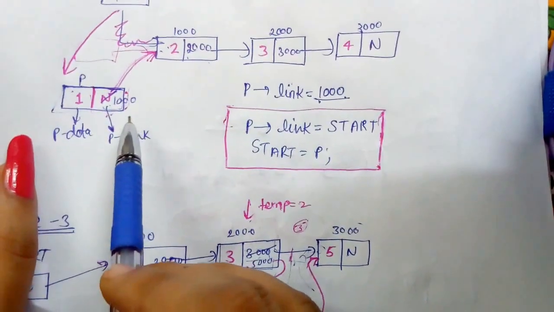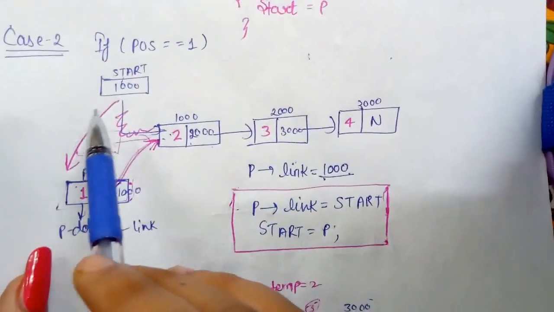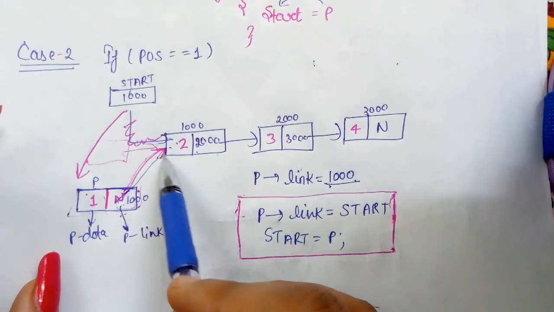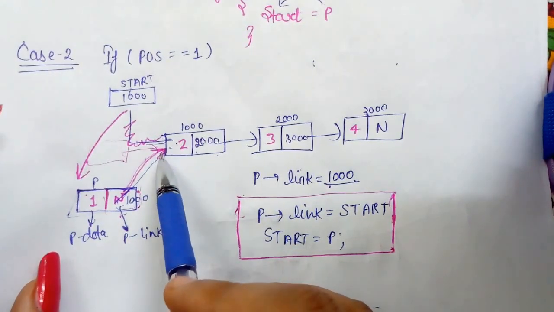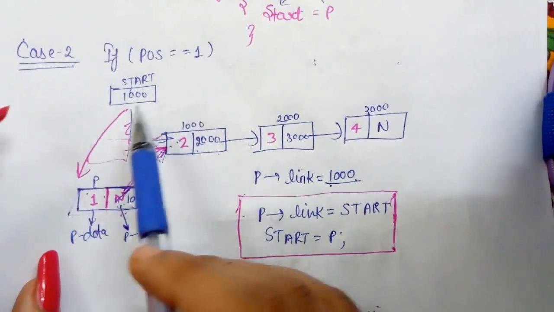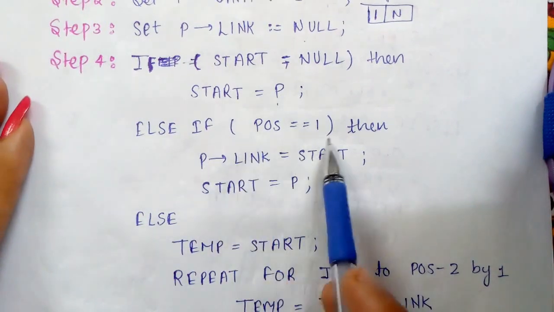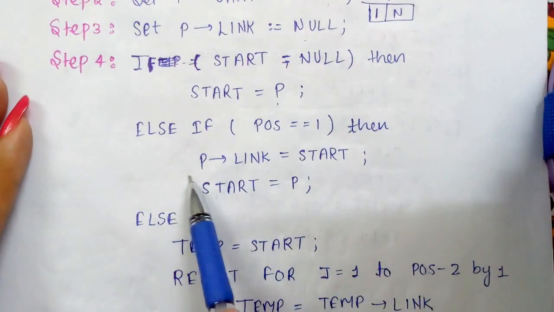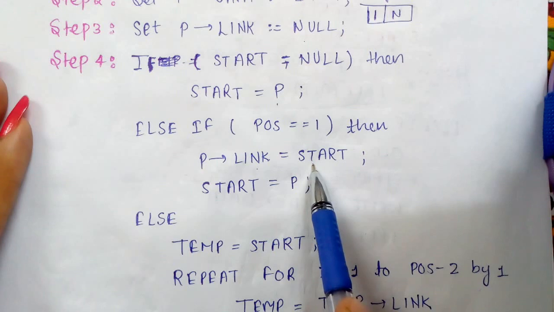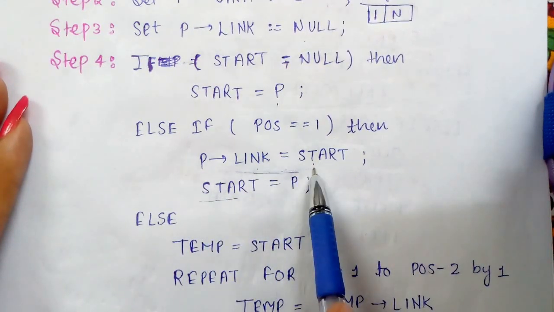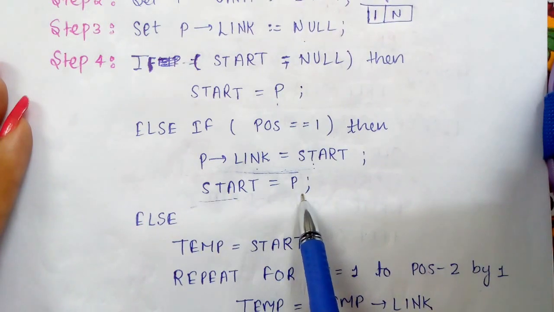Else if the position is equal to 1, as I have told you, in the P link part you will place the start variable, and start will be P. Because this is the first node in the linked list, start will point at the node P.